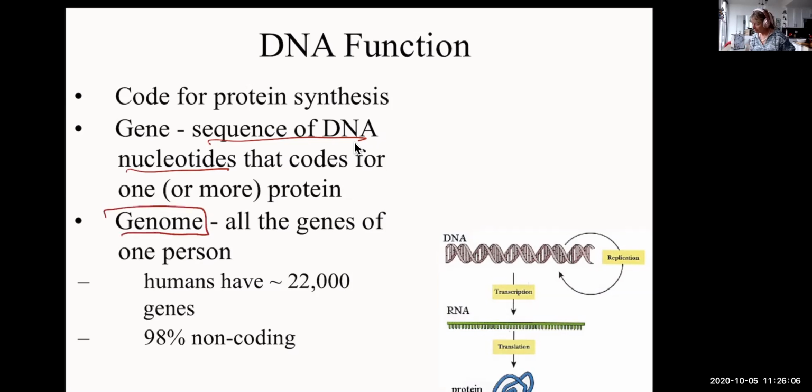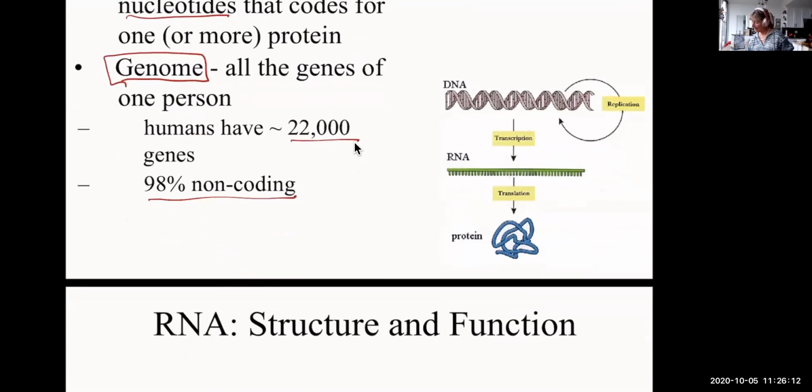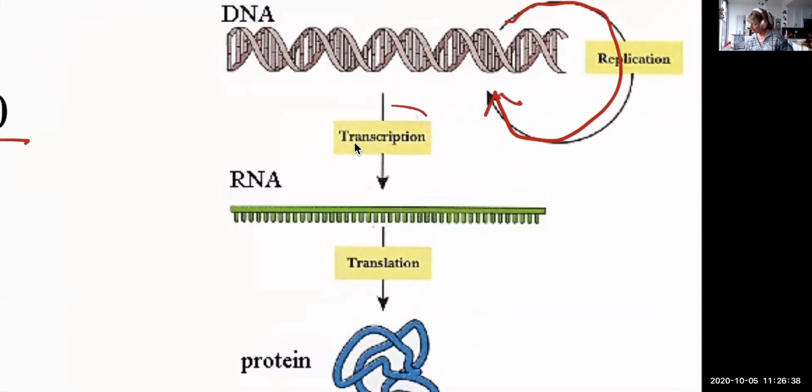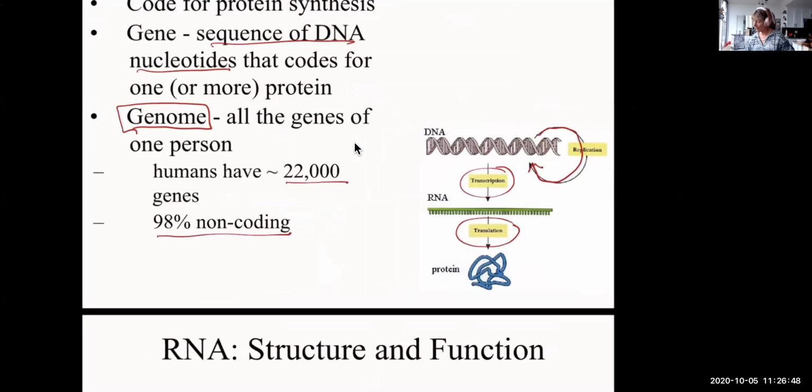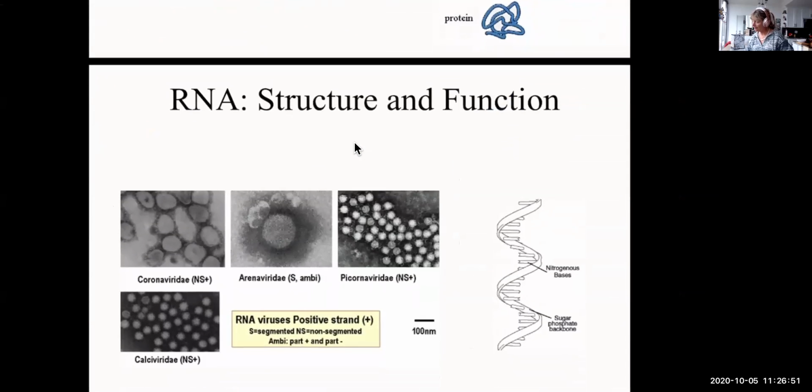A genome is all the genes of one person. We have about 22,000, 98% non-coding. So this is the central dogma of biology. DNA replicates, makes copies of itself, and DNA is transcribed into RNA, and RNA is translated into a protein. We'll go over all those functions, but we're going to start by looking at RNA.